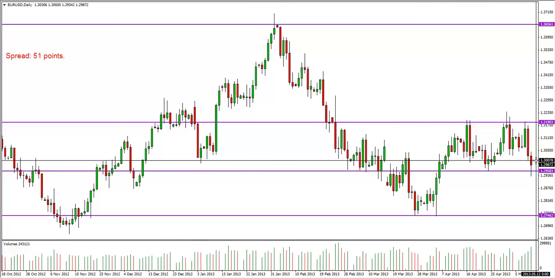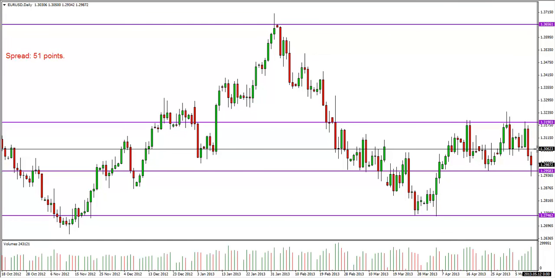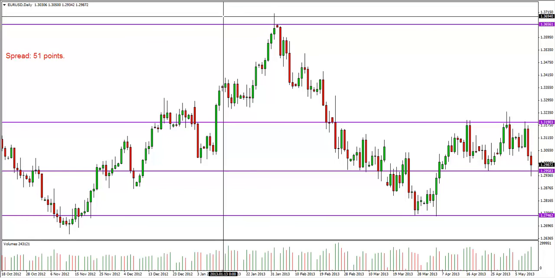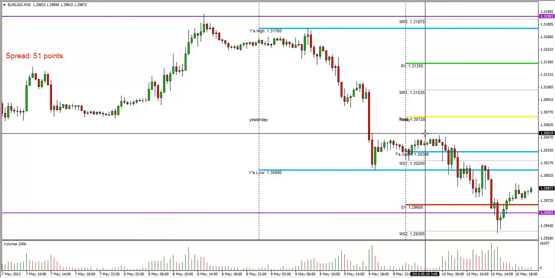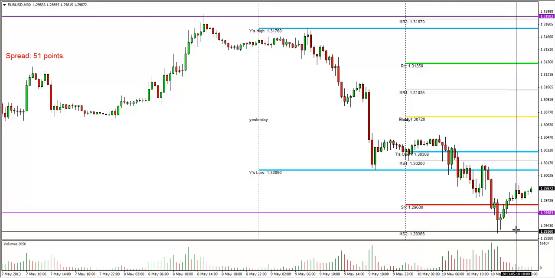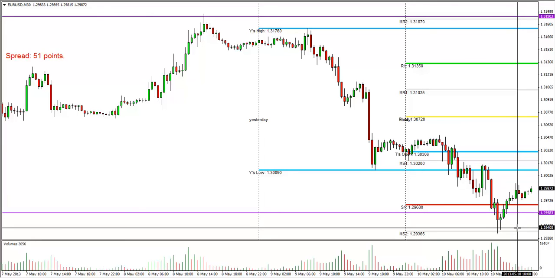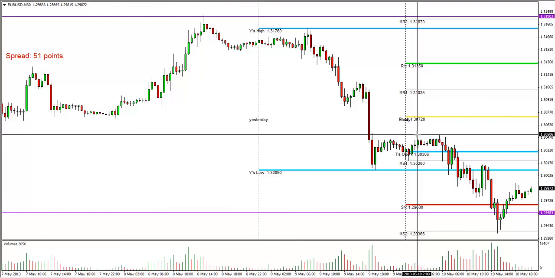Now, you can actually have a tighter stop in the euro dollar. The tighter stop is going to be determined by the 30-minute time frame right here. So you can enter short right under 2950 and place your stop above 1.3050. So this way you have a better risk to reward.